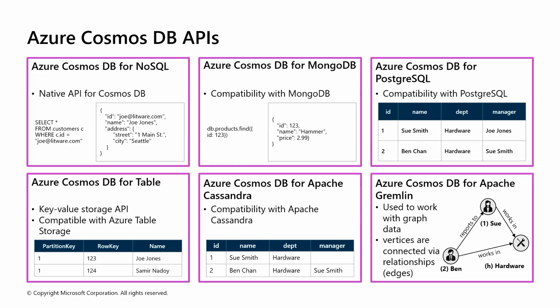Azure Cosmos DB for Apache Gremlin. The Gremlin API is used with data in a graph structure in which entities are defined as vertices in a connected graph. Nodes are connected by edges that represent relationships. Here we have two kinds of vertex, employee and department, and the edges that connect them. Employee then reports to employee soup, and both employees work in the hardware department.